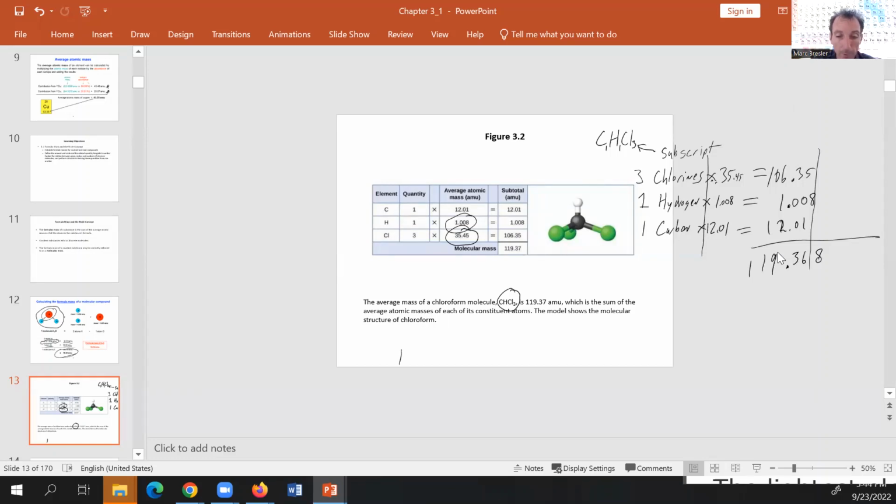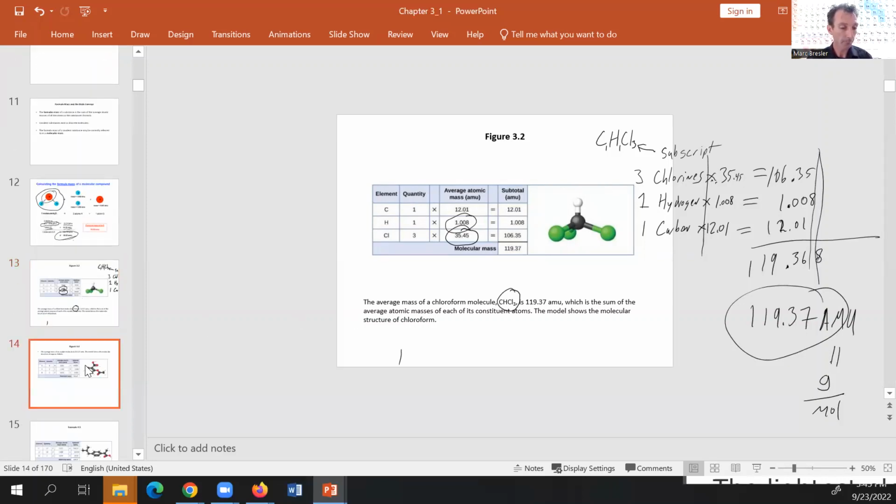119.368. So now consider sig figs. This last column we don't include, so it ends up being 119.37 atomic mass units. And then also sometimes you mention atomic mass units in grams per mole, just so you know. We'll get into that later. So that's pretty simple how you calculate these. You just have to be aware of the formulas. So we'll do a little more, maybe there's another practice on here so we can go through that.